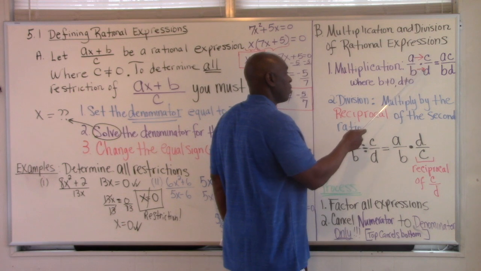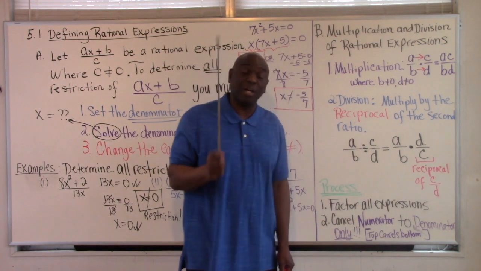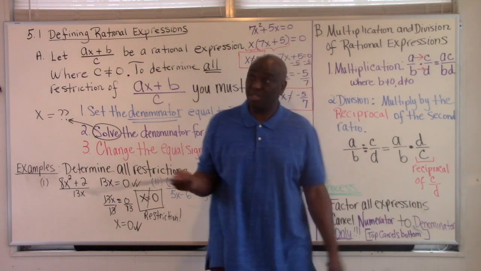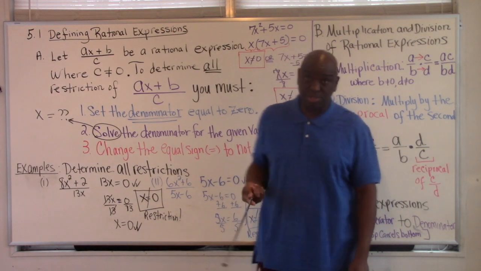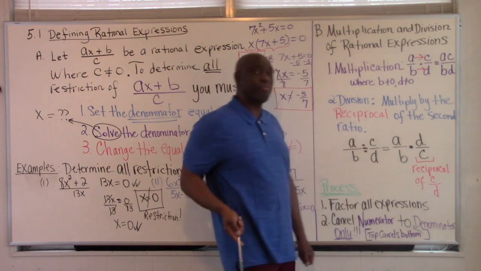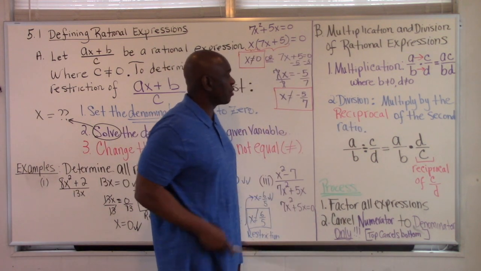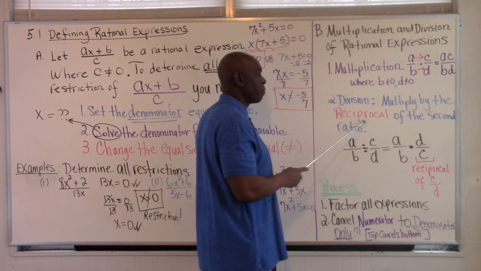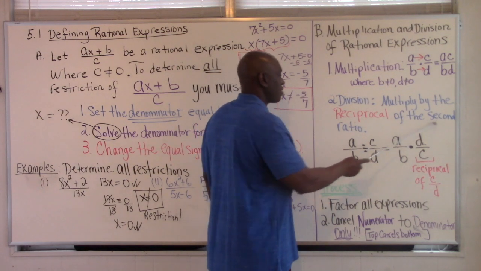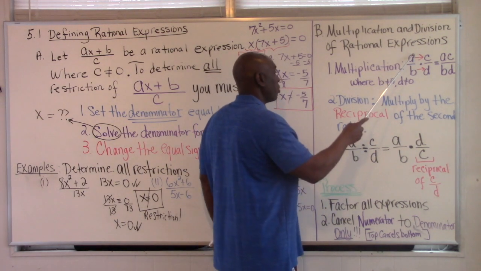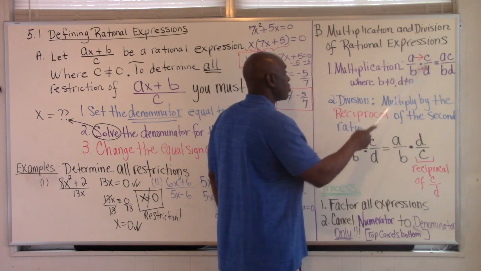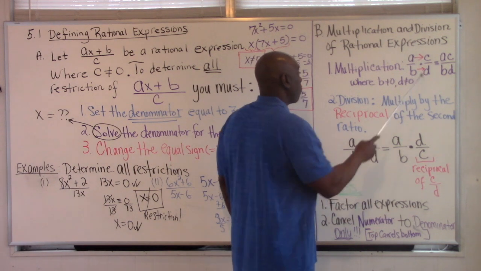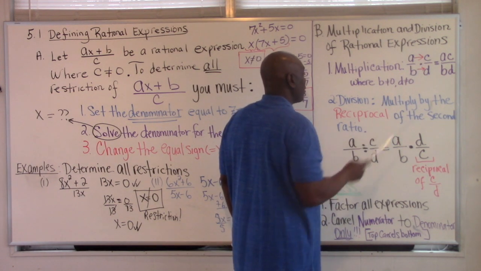Again, we cannot have 0 in our denominator. In other words, these values of 0, those are your restrictions. Can't be 0 here. Okay? That's how you multiply. For division, you multiply by the reciprocal of the second ratio. Here's the first ratio, A over B, and the second ratio is C divided by D. So you want to multiply by the reciprocal of our second ratio, which is C divided by D.